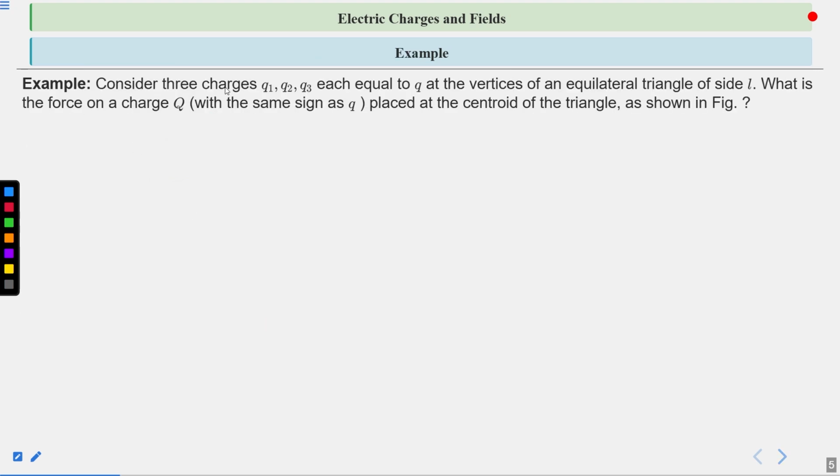Example: consider three charges. We have three charges Q1, Q2 and Q3, each equal to q, at the vertices of an equilateral triangle of side L. What is the force on a charge Q, capital Q, with the same sign as q, placed at the centroid of the triangle as shown in figure? So look at here, O is the centroid of the triangle. Now here Q1 is equal to q, Q2 is equal to q, and Q3 is equal to q. And here we have to find out the force on charge Q, which is placed at the centroid of the triangle. Clear?